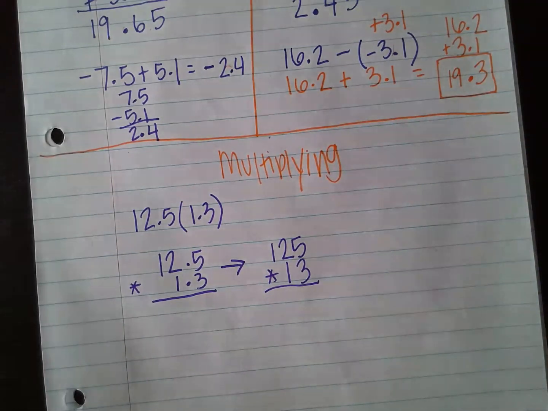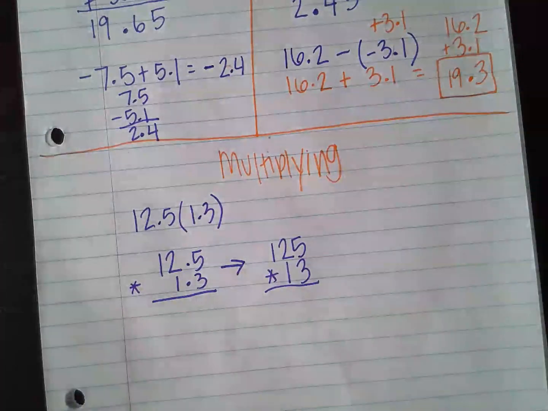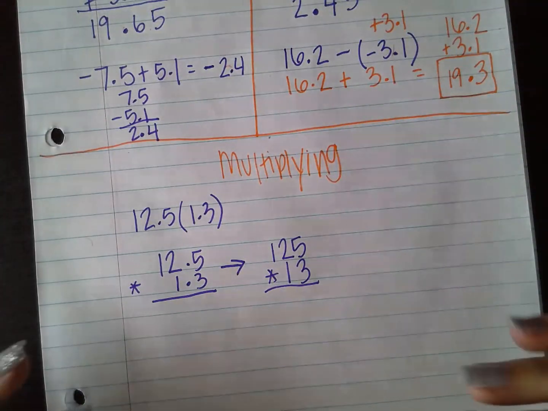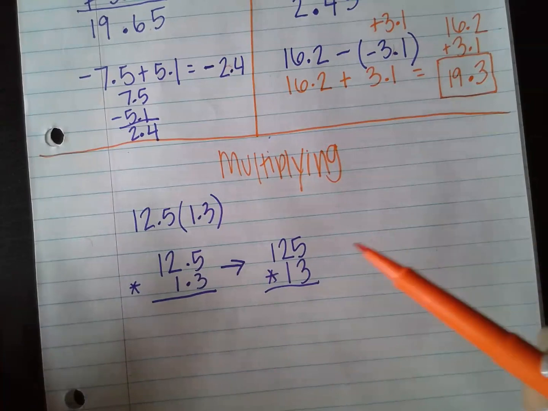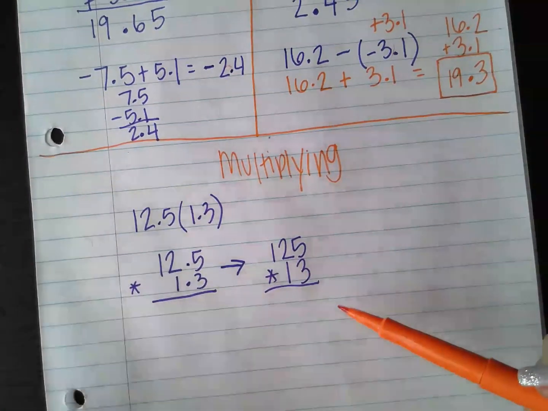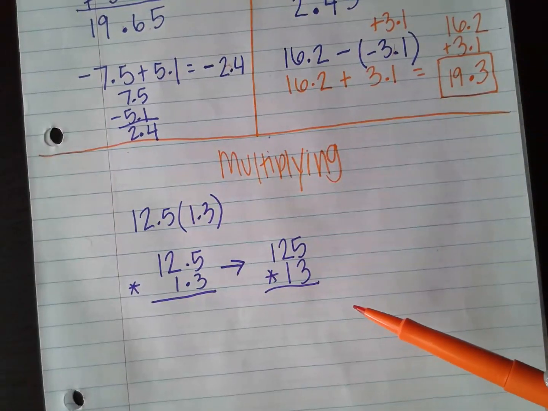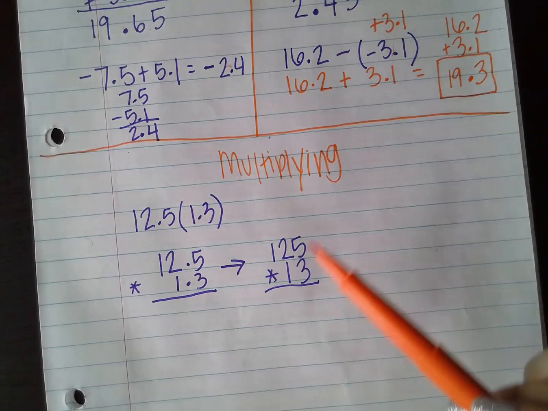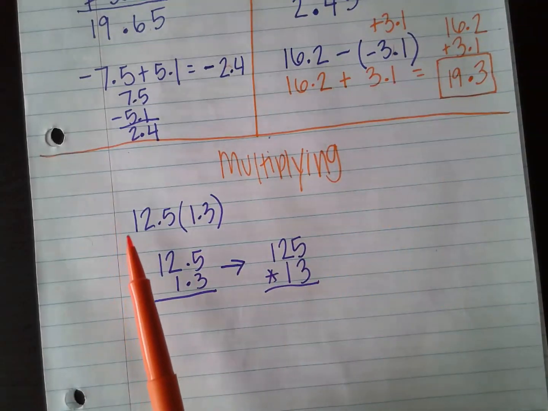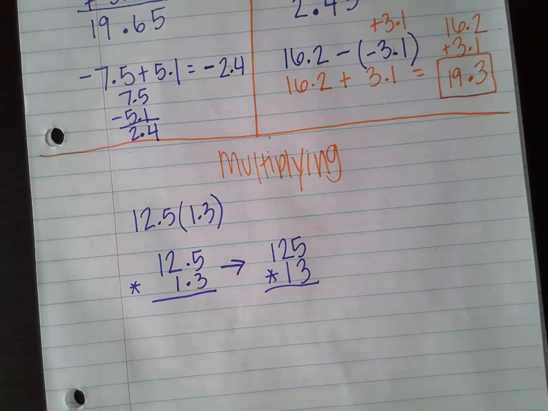But when we get our final answer, we're going to have to put our decimal point back into our answer, because if we solve the problem 125 times 13, we are not going to get our answer. That's going to be a way bigger answer than 12.5 times 1.3. We're multiplying 12 and a half by a little bit over 1. So we should be getting something a little bit bigger than 12, maybe around 16 or 17 or something like that.